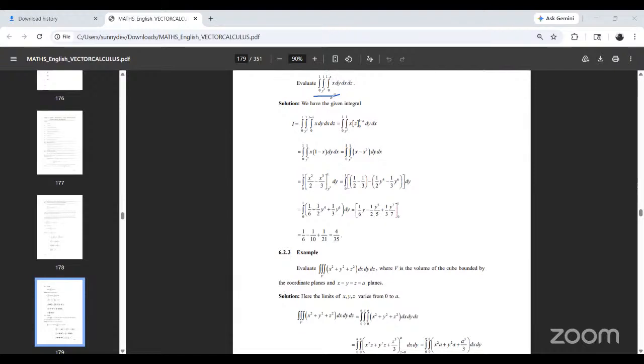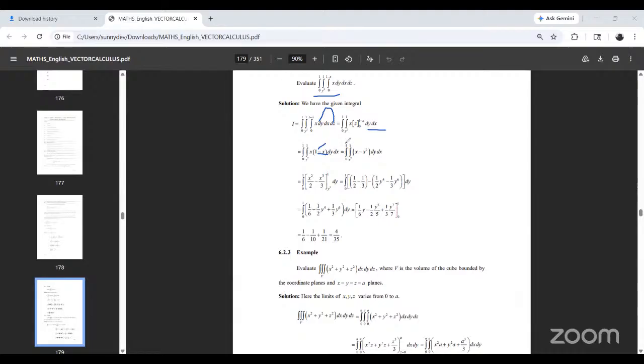Remember one thing: they are giving dy, next dx, and next dz. So first we are doing the integration with dz. That becomes z. Now apply the limit 0 to 1 minus x, with dy dx. In place of z, we take 1 minus x minus 0. So that becomes 1 minus x dy dx.